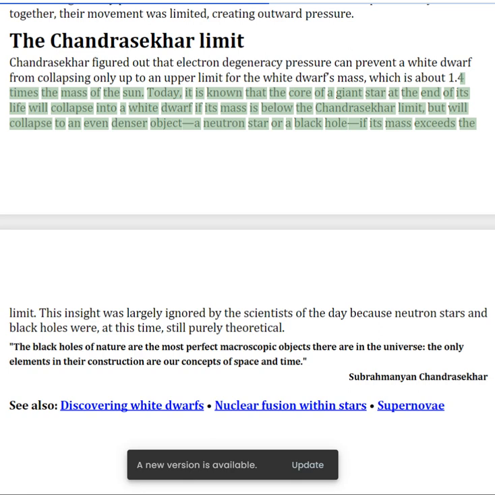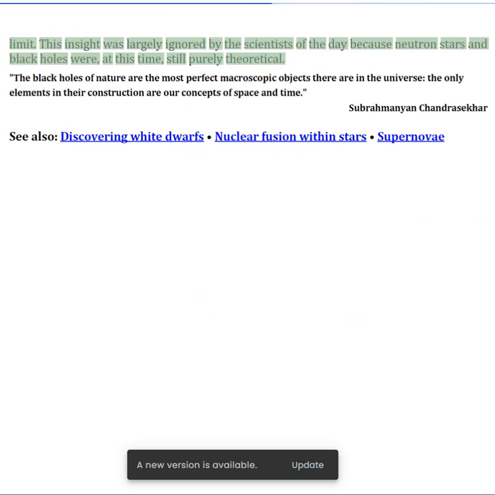Today, it is known that the core of a giant star at the end of its life will collapse into a white dwarf if its mass is below the Chandrasekhar limit, but will collapse to an even denser object, a neutron star or a black hole, if its mass exceeds the limit.